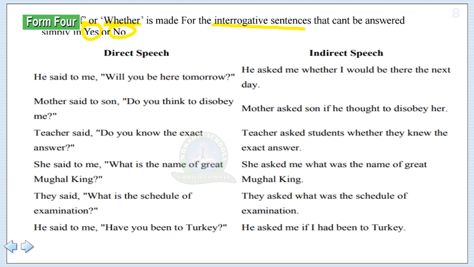That speech: he said to me, will you be here tomorrow? This is direct speech, so we want to change it into indirect speech. He asked me whether I would be there the next day. So if you have will in an interrogative sentence, we want to change the verb to asked, because there's a question here. Will you be here tomorrow? We change it to: he asked me whether I would be there the next day.